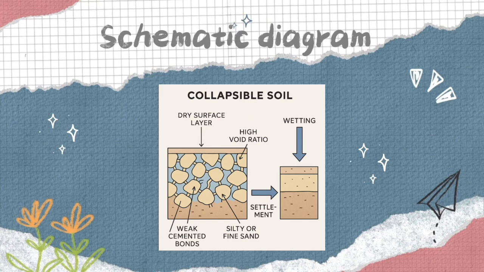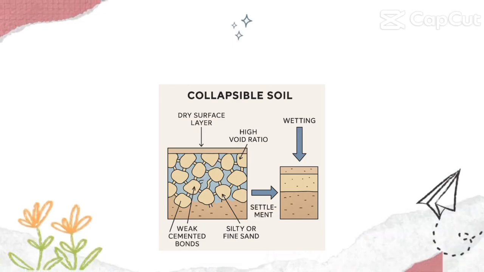For the right side, it is the effect of water on the soil. The downward arrow means wetting. When water infiltrates the soil, it weakens or dissolves the cemented bonds. And the horizontal arrow means collapse or settlement. As the bonds break and the voids lose support, the soil particles rearrange into a denser state. This can damage buildings or roads resting on the soil.